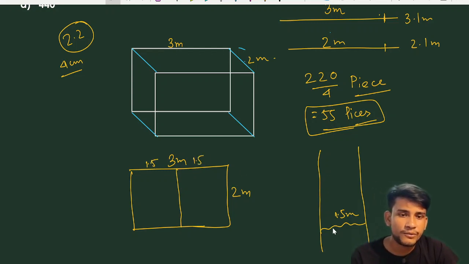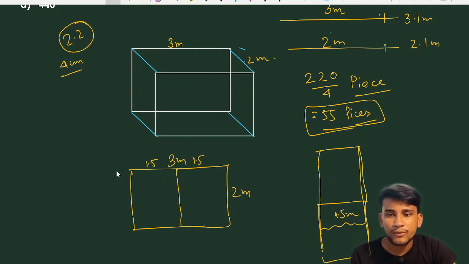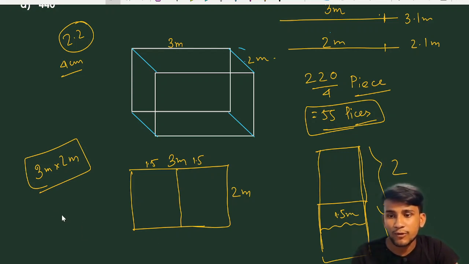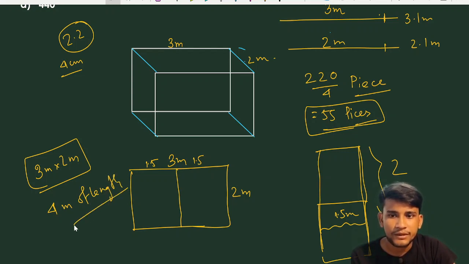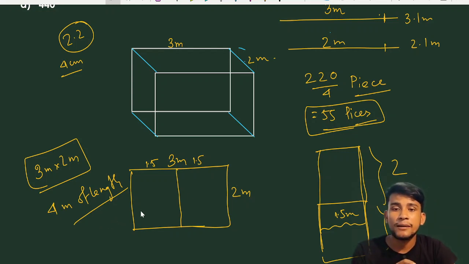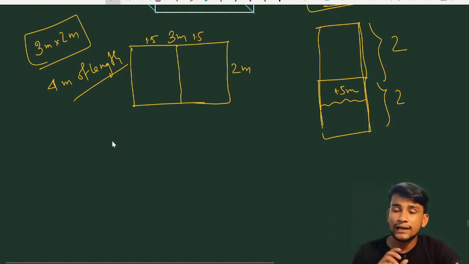Now if you take this one slab, 1.5 meter, from this slab we make this 2 meter and this 2 meter. So from one slab of 3 meter into 2 meter, we can make a total of 4 meter of length. So from one slab we can make 4 meter of length, and we have a total number of 55 slabs. So the total length, that is the maximum length.